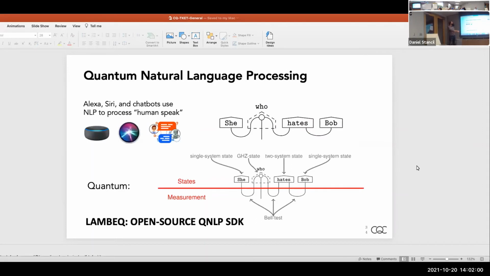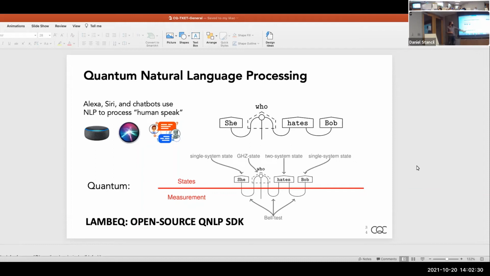So the final type of machine learning that I want to talk about is natural language processing. Many of you are probably familiar with this, things like Alexa or Siri. There's a structure to how we use words and convey meaning in sentences, and it turns out that structure very nicely translates into quantum computing. The team, basically the only team working on this, was based at Oxford. And about a year ago, we just hired the whole team. So they're working for us now.